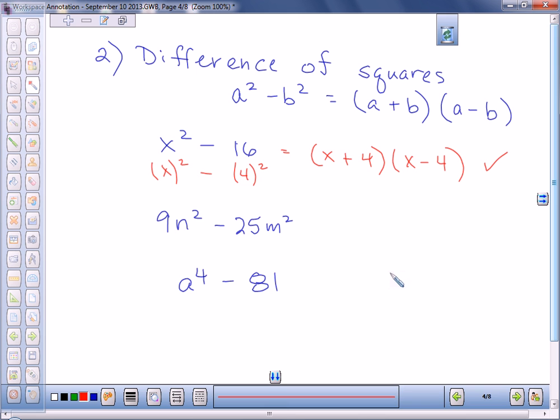Okay. 9n squared. Is that a perfect square? What's being squared here? 3n. All right. Is 25n squared a perfect square? Yes. What's being squared here? 5n. Is it a difference? Yes. So when we have a difference of squares, it can factor to the square root plus the square root times the square root minus the square root. And if I check it, 9n squared minus 15n plus 15n minus 25n squared, it checks.